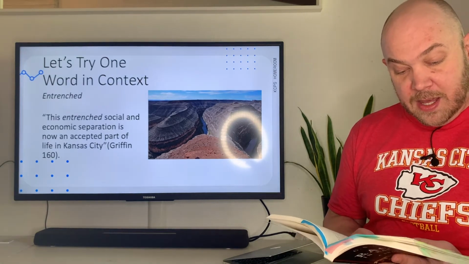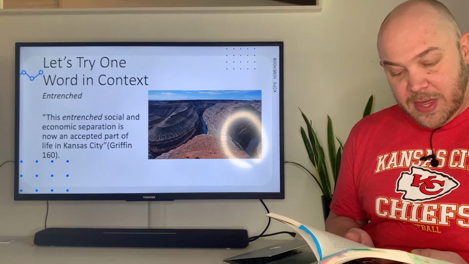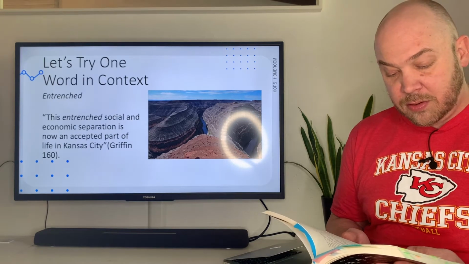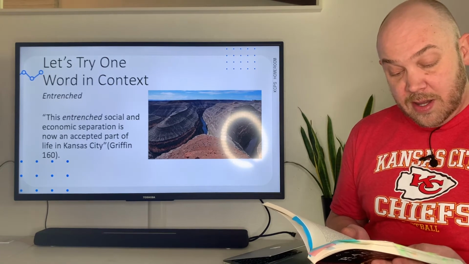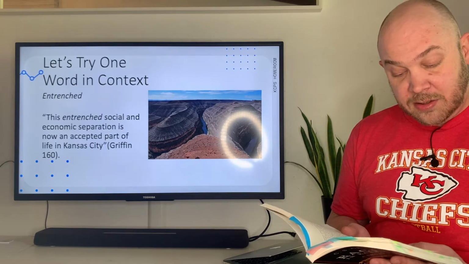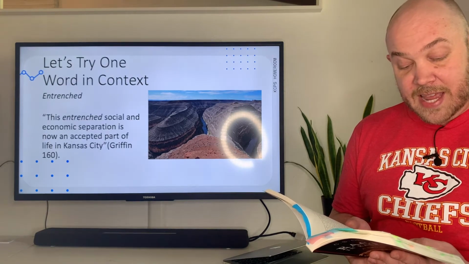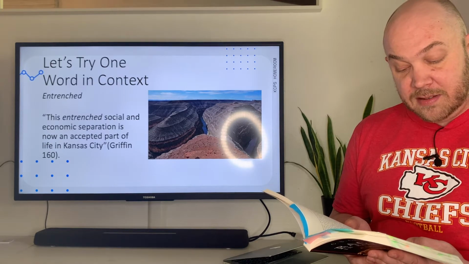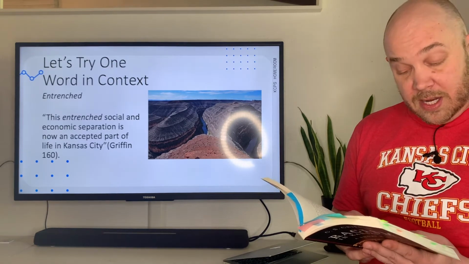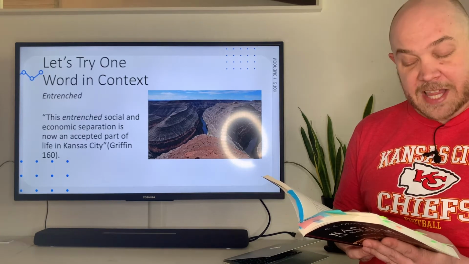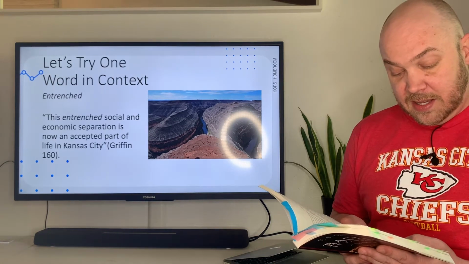This entrenched social and economic separation is now an accepted part of life in Kansas City. In 2011, researchers from Brown University and Florida State University ranked Kansas City 23rd among America's most segregated cities. Integration here is better than in Detroit, New York, Chicago, Los Angeles, and St. Louis, but worse than Nashville, Richmond, Minneapolis, St. Paul, Phoenix, Las Vegas, and Atlanta. The ranking is an improvement from previous studies, owing in part to an increasing black population, 13.4% of the greater metropolitan area in 2011, and middle-class blacks joining whites in the suburbs. But segregation is not the deadliest issue.